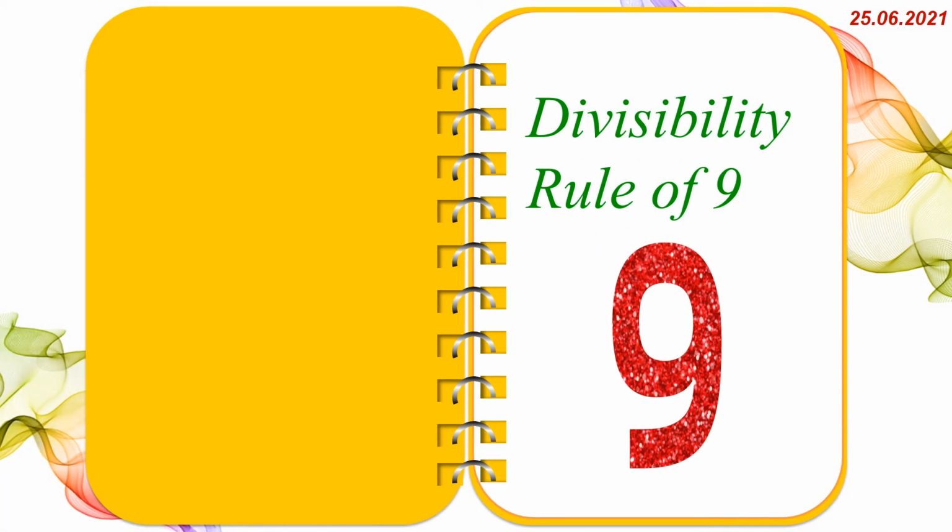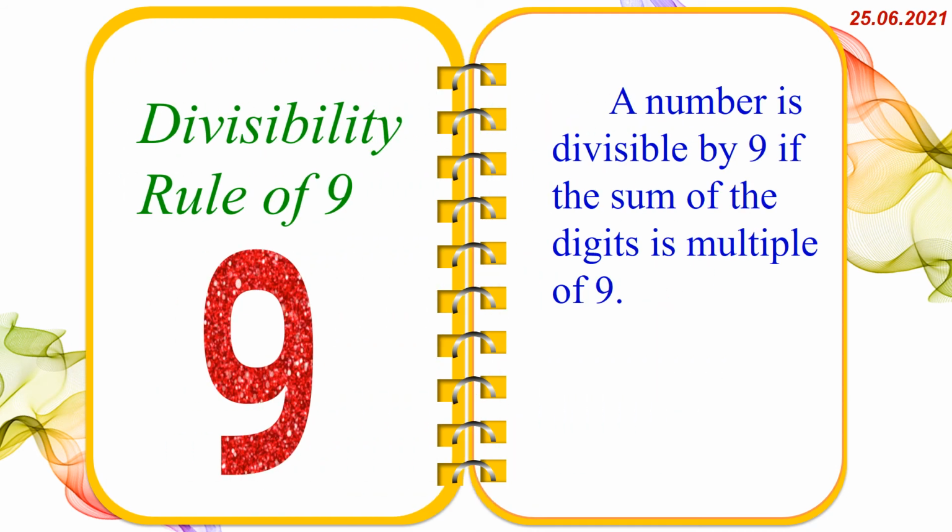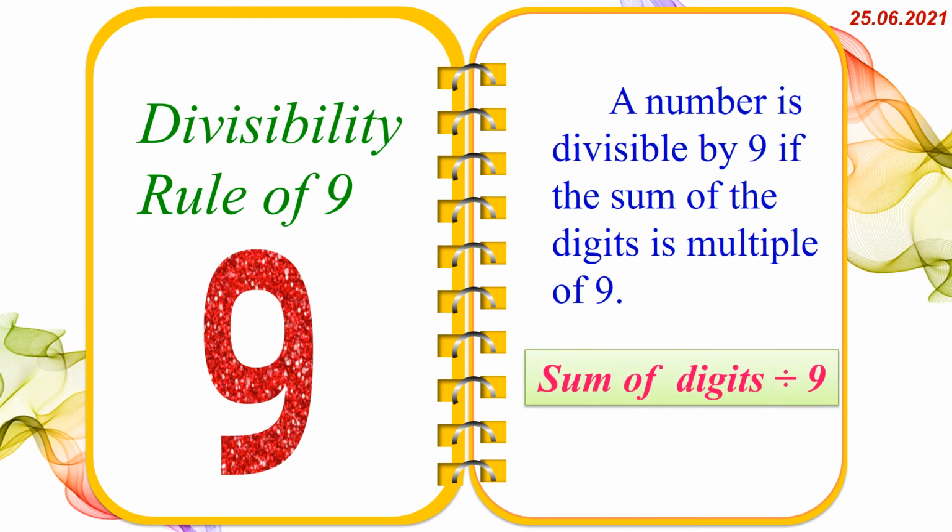Next, let us see the divisibility rule of 9. A number is divisible by 9 if the sum of the digits is a multiple of 9. So first, let us find the sum of the digits. If the sum of the digits is divisible by 9, the given number is divisible by 9. Otherwise, it is not divisible by 9. That's all.